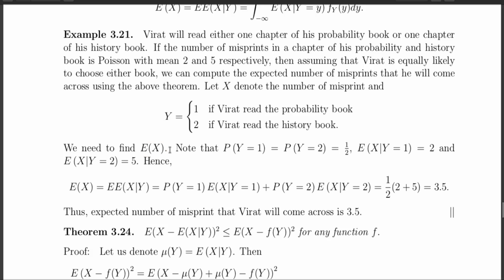Now I am going to use the previous theorem. I write expectation of x as the expectation of expectation of x given y. Because y is a discrete random variable, that is expectation of x given y equals 1 multiplied by probability y equals 1, plus expectation of x given y equals 2 into probability y equals 2. These two expectations are given, and these probabilities are also given. Plugging them in, we get that the expected number of misprints we will come across is 3.5. So the computation becomes very simple, given the conditional expectations and marginal probabilities.